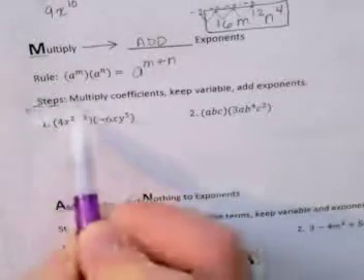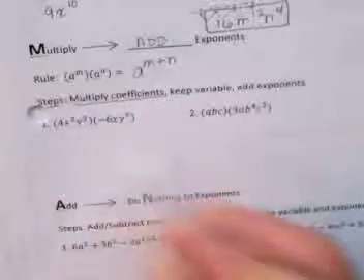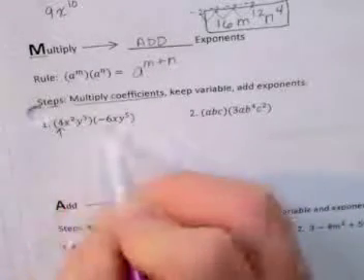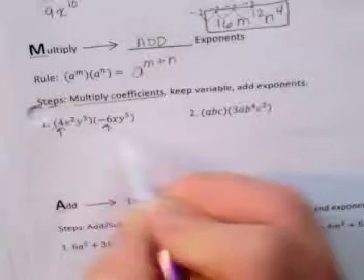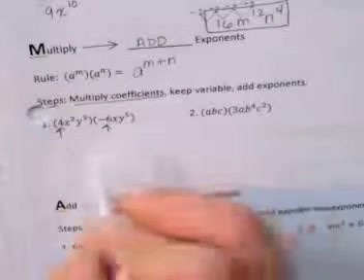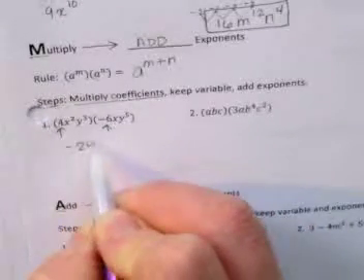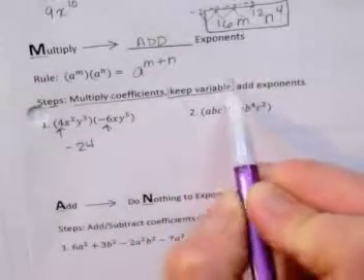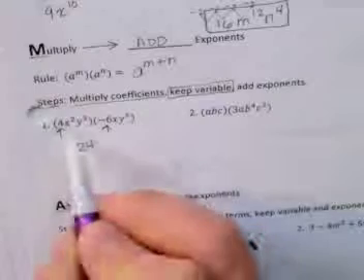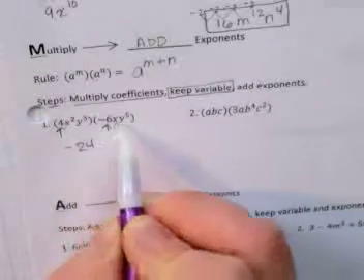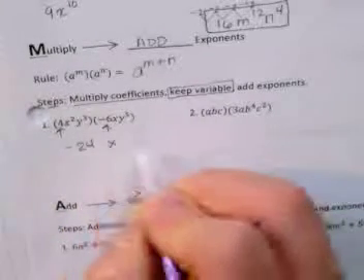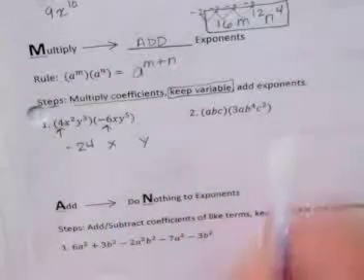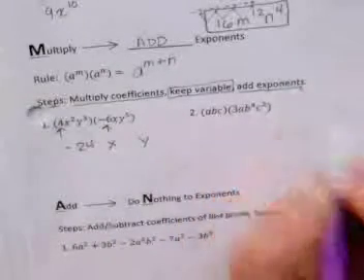Look at the steps right here. Multiply the coefficients. That's a coefficient and that's a coefficient. So we're going to multiply 4 times negative 6 and we get negative 24. Then the next step says to keep the variables. So I have two variables here, x and y, and I'm going to keep those variables. And then I'm going to add the exponents.